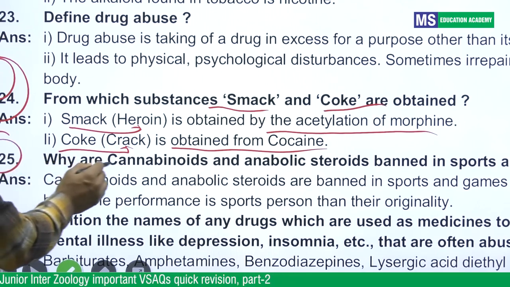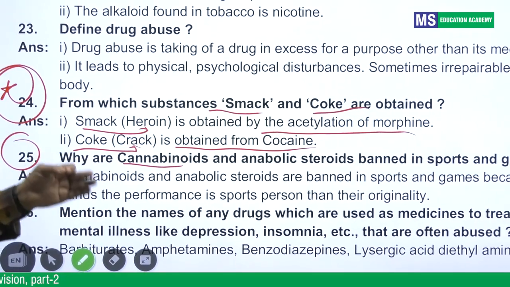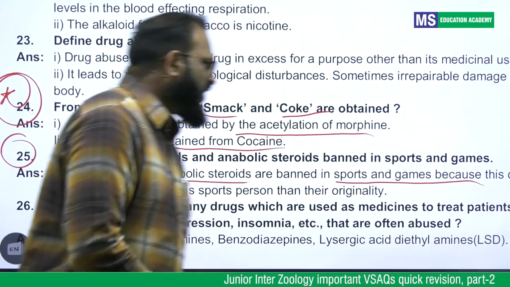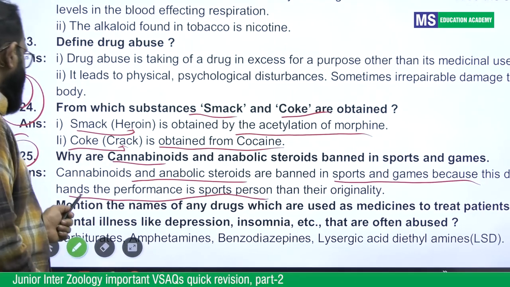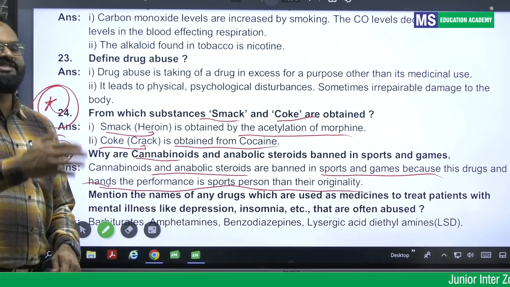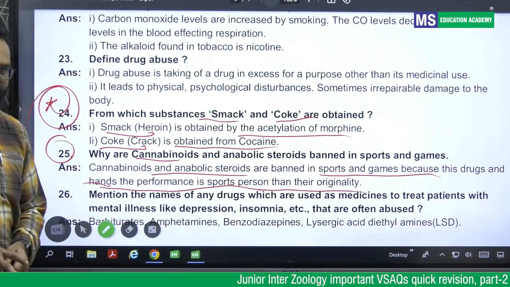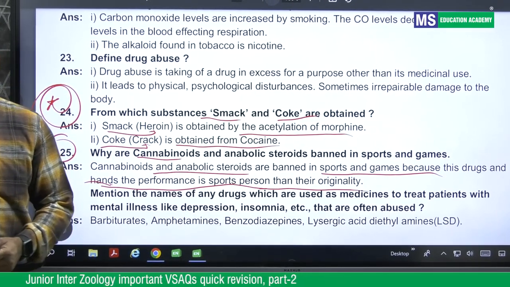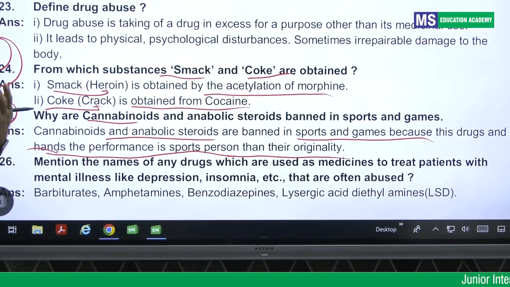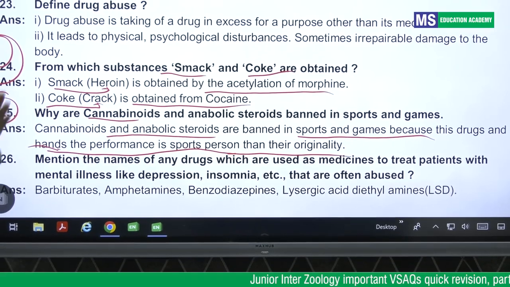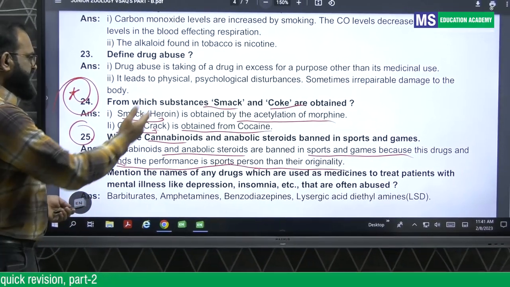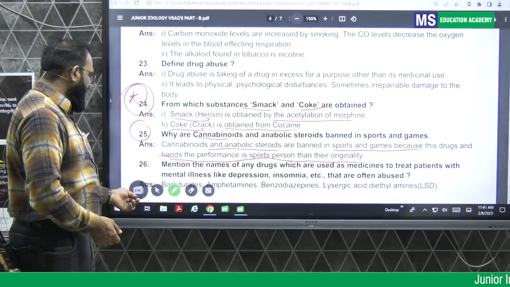Next. Why are the cannabinoids and anabolic steroids banned in sports and games? Cannabinoids and anabolic steroids are banned in sports and games because these drugs enhance the performance of a sportsperson beyond their originality. Instantaneously it gives energy to that athlete. So actual original talent will not be exhibited, and once this is taken, it enhances their capability and they may get a win in that race. So this may be total injustice to other athletes. So a doping test is done and the use of anabolic steroids is banned.